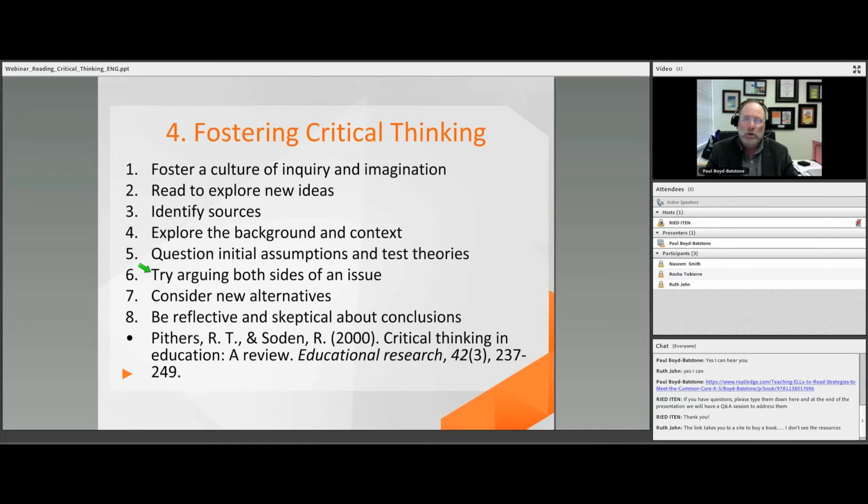Trying to argue both sides of an issue. This is where you pose a problem and ask students to argue against themselves. Create the strongest argument they possibly can, and then turn around and create the strongest argument against their thinking. This allows us also to consider new alternatives. Is there another way to learn about this? Is there another way to think about this idea?